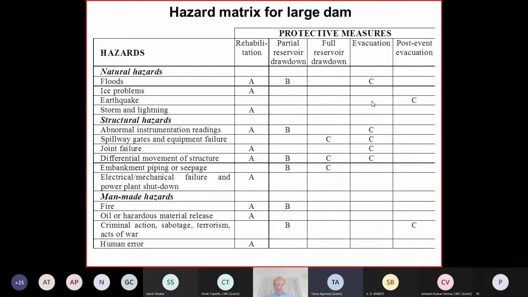From these hazards, I would like to draw your attention once more. Earthquakes are unpredictable, so we have to assume that they cause some damage if they are destructive. The same unpredictability applies to sabotage, terrorism, some criminal action, or acts of war, so you can only work on post-event evacuation. Therefore these two hazards are, in the overall safety of projects, the most critical ones.